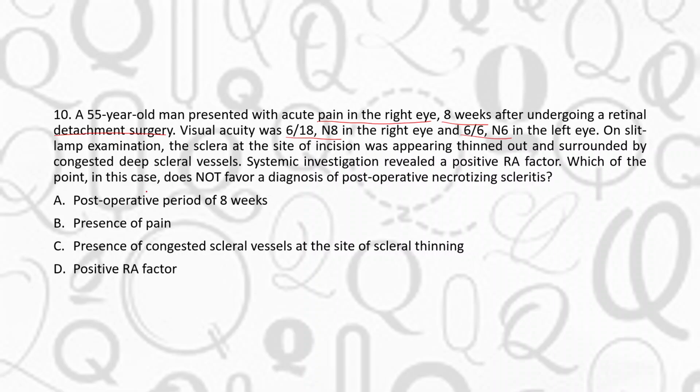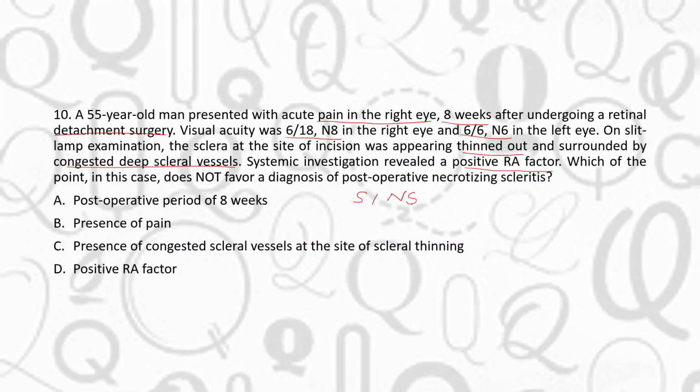Okay, on slit lamp examination, the sclera at the site of incision was appearing thinned out and surrounded by congested deep scleral vessels. So what does this mean to you? There is some amount of scleral inflammation along with thinning. So probably we are dealing with some kind of necrotizing scleritis. Systemic investigations revealed a positive RA. So what does this diagnosis point to you? Pain associated with a surgery done some 8 weeks back. So there is an entity known as SINS, surgery induced necrotizing scleritis, or post-operative necrotizing scleritis.